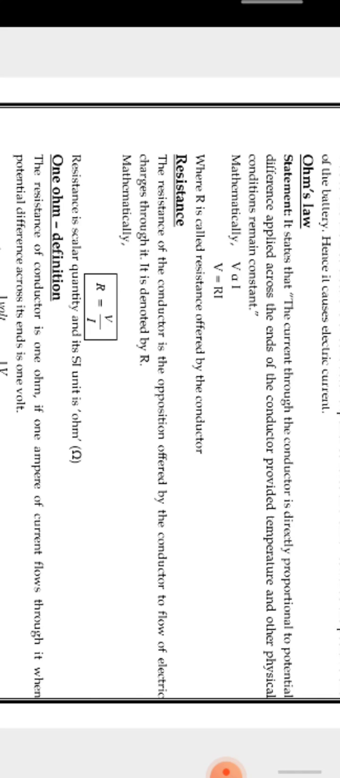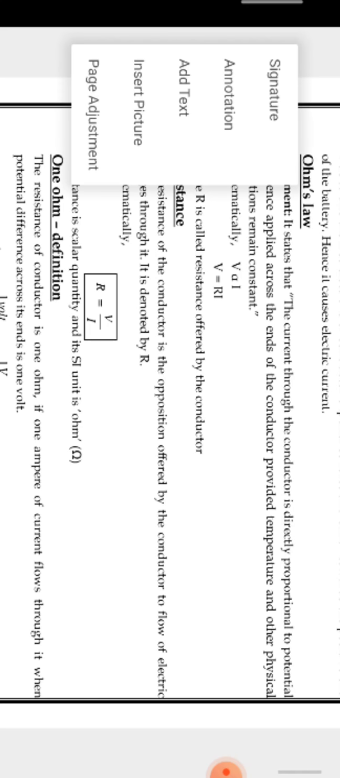Right. Mathematically, how can we write? V is directly proportional to I. By removing the proportionality, we can place a constant, that is R. V is equal to IR, where R is called resistance, the resistance offered by the conductor.